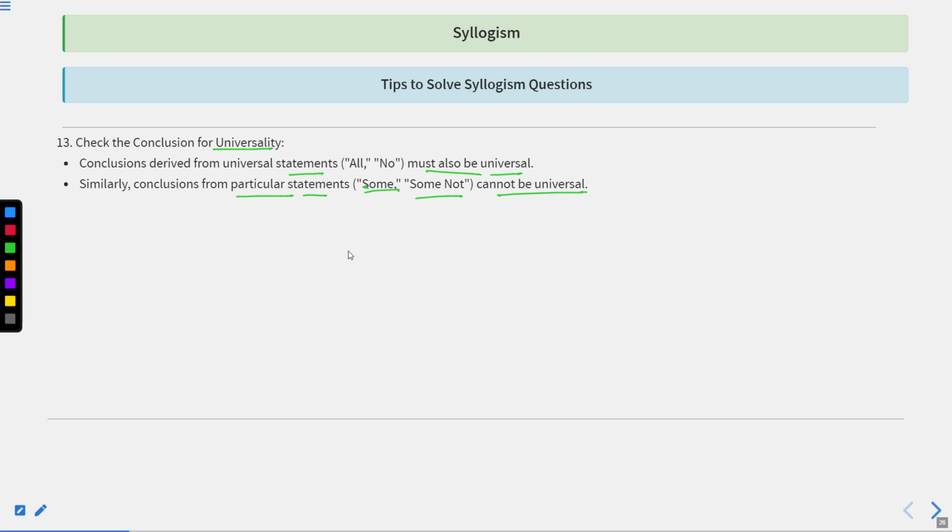And no A are B, that also cannot be said. So if there is a universal statement, then the conclusion will be a universal statement. If there is a particular statement, then the conclusion should also be particular.